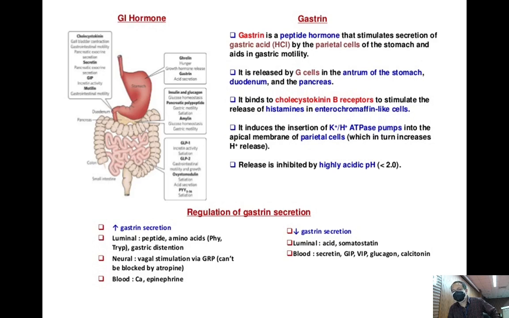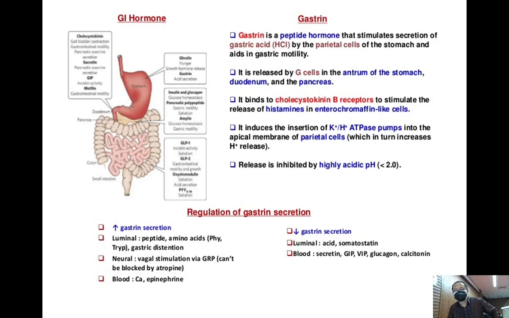Other things like calcium also have a role in increasing gastrin secretion from G cells. Now, factors decreasing gastrin secretion. One is acid itself, as I've said.